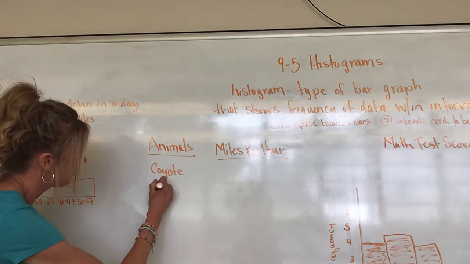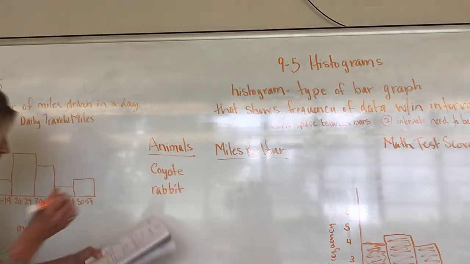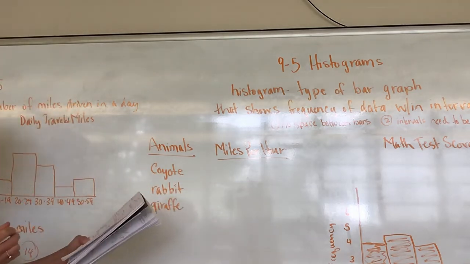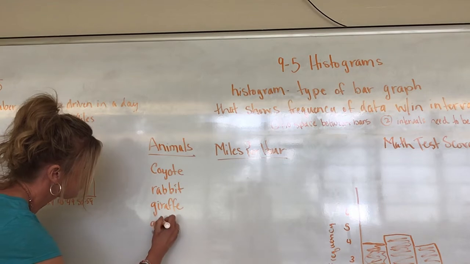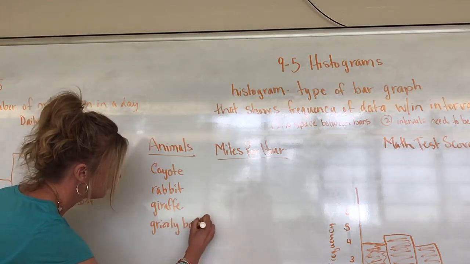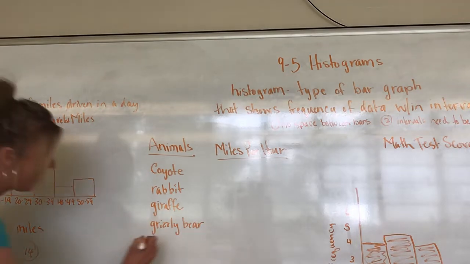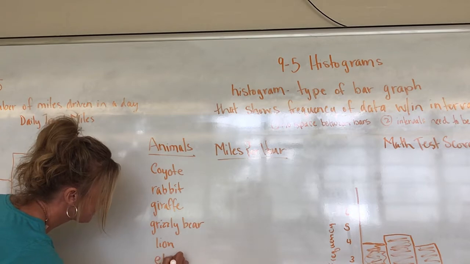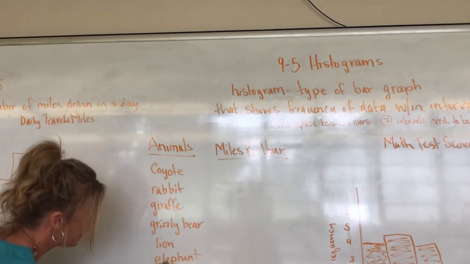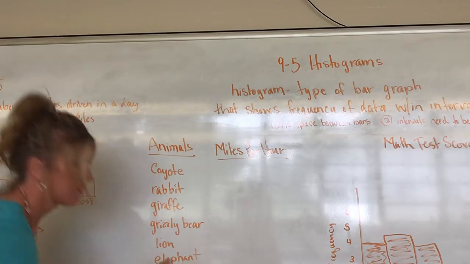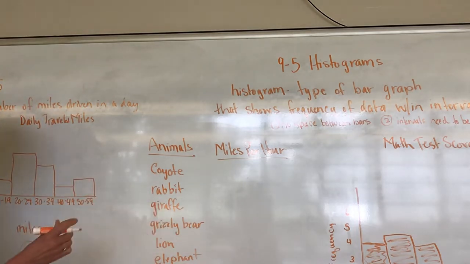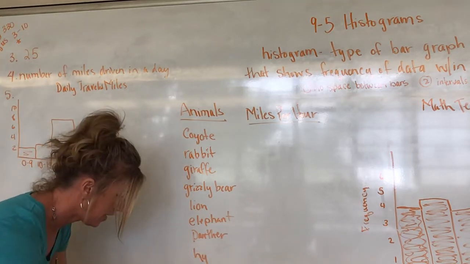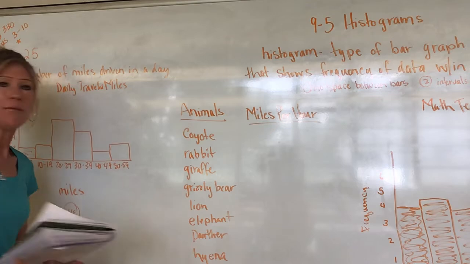Okay, so these are ones you're looking up. Coyote, you're going to look up a rabbit, giraffe, a grizzly bear. Okay, what else? A lion, elephant, a panther, and last but not least, a hyena. Okay, so there's your list.